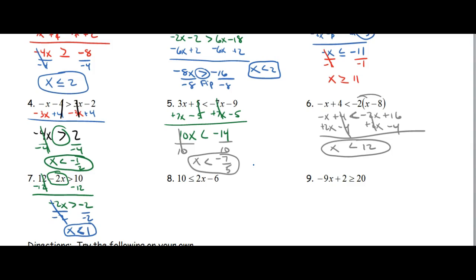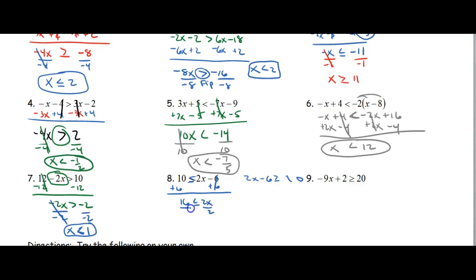Now with number 8, there's a couple of ways you can go about this. You could rewrite the problem, which some people would do, meaning they would write 2x minus 6, then notice how this alligator is eating 2x minus 6. Keep it eating the 2x minus 6, and then bring the 10 to the other side. Now, other people will go ahead and add the 6 to both sides. So, if I add 6 to both sides, that puts the constants on one side, the variables on the other. So you get 16 is less than or equal to 2x.